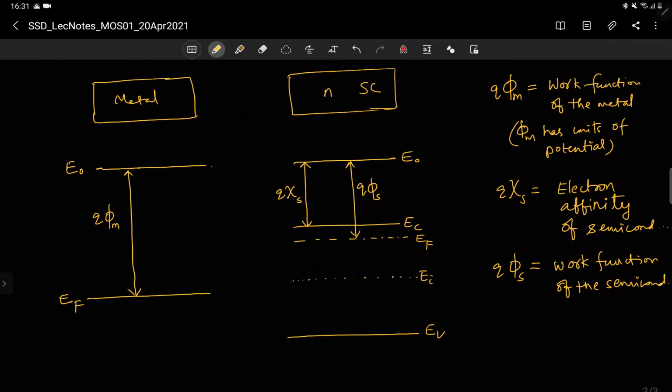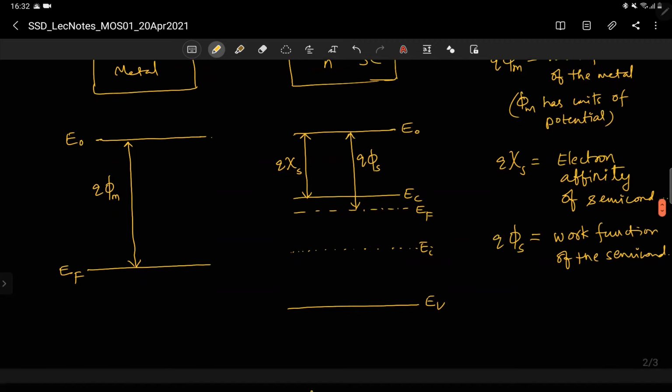And the metal is shown with two energy levels and one quantity called q phi m. One is the Fermi level, another level is E naught. And the difference between these two levels is q times phi m. q phi m is called the work function of the metal. Basically, phi m has units of potential, because there is q. So q phi m is the work function of the metal.